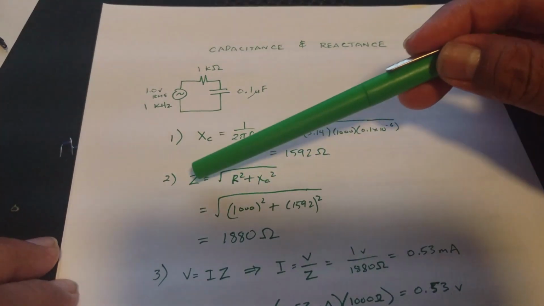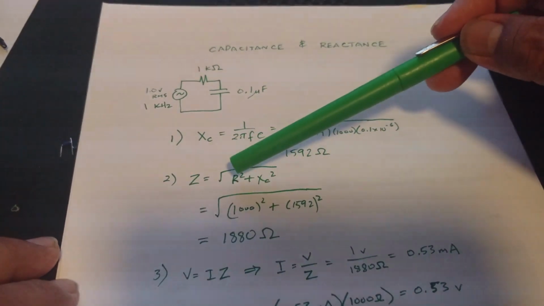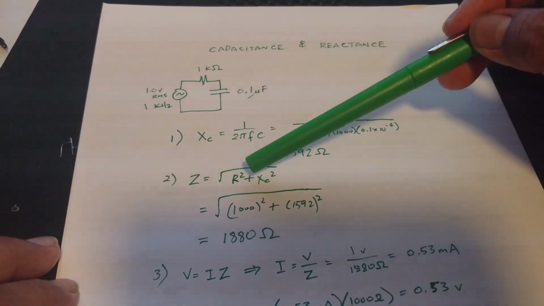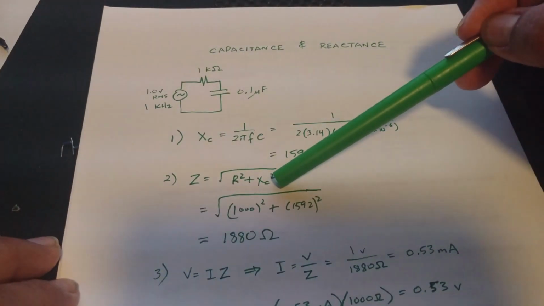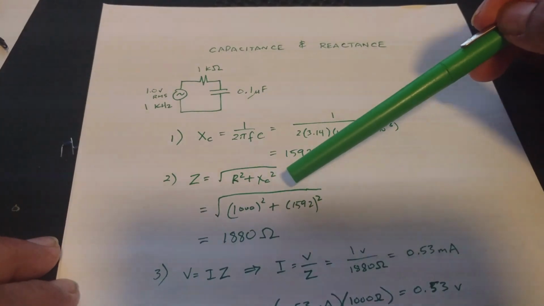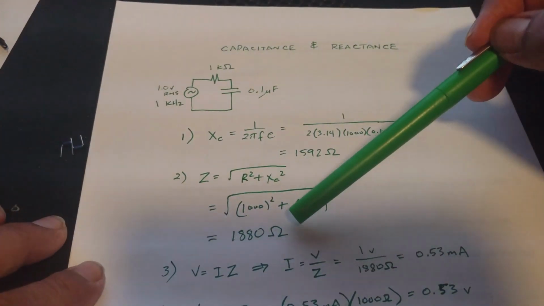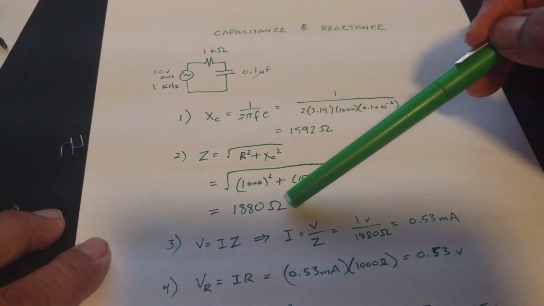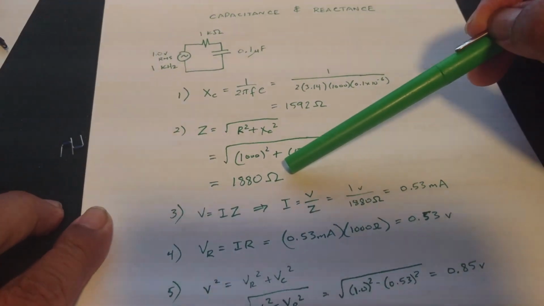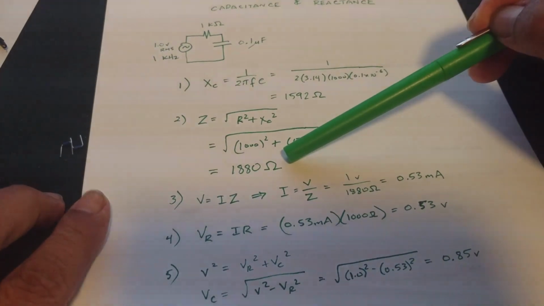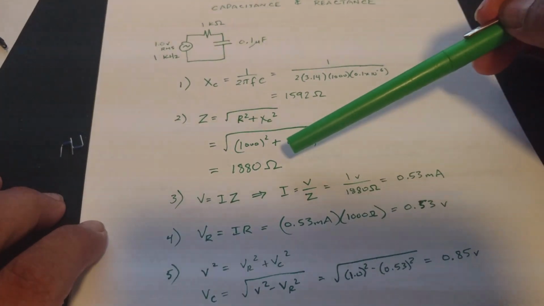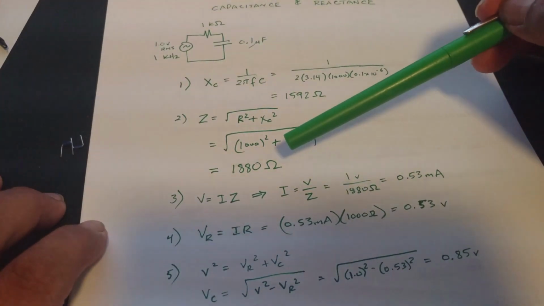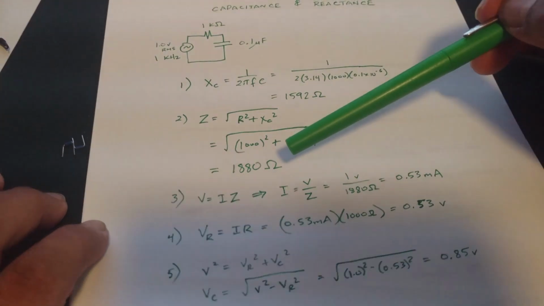Z, the impedance, is the square root of the resistor squared plus the reactance squared. We do the substitutions and we get an impedance for this circuit of 1,880 ohms. This is useful because now we can use this impedance to find the current in the circuit.